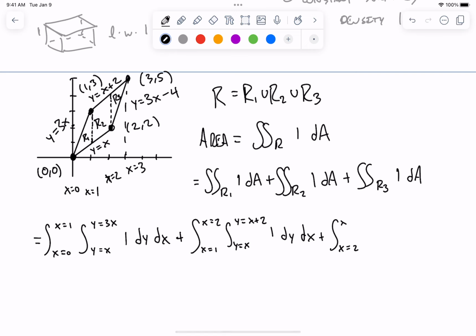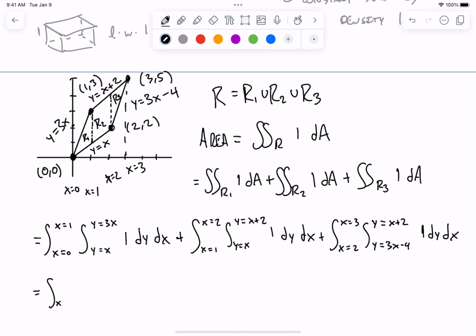Lastly, we have x equals 2 to 3. And there, my bottom bound now changes, right? I have this 3x minus 4 for the bottom bound, and I have x plus 2 for the top bound. There we go. Right? So there's our setup for all our integrals.